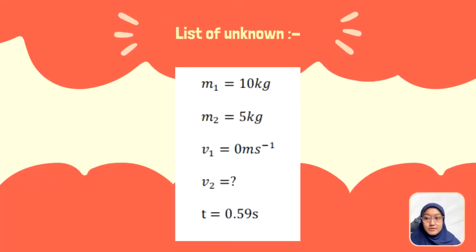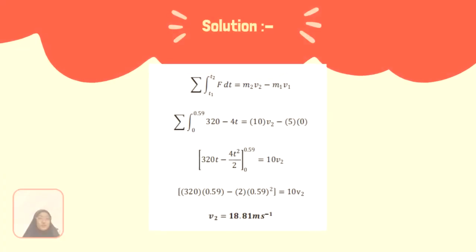As I said before, before we continue with the solution, we need to list all of the unknowns that we know from the question. So M1 is equal to 10 kg, M2 is 5 kg, V1 is 0 because as stated in the question, the weight is released from rest, so it is equal to 0. V2 is the one that we need to find, and the t is 0.59 seconds. Okay, let's continue with the solution.